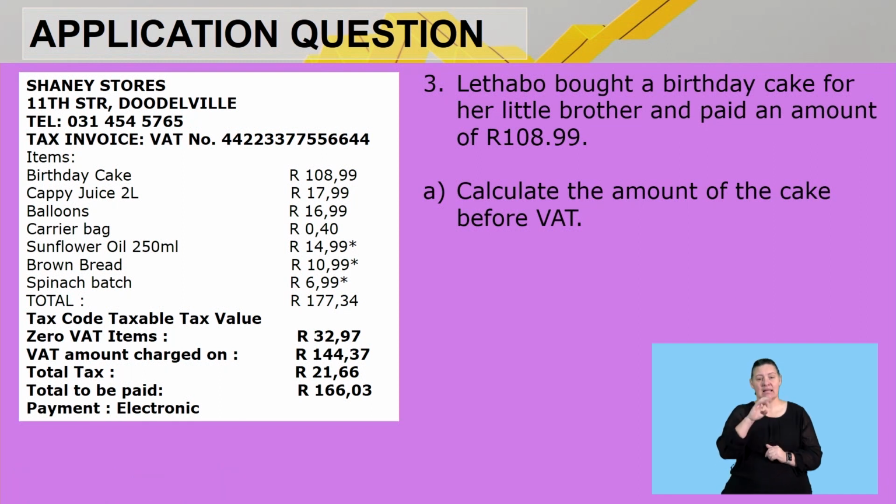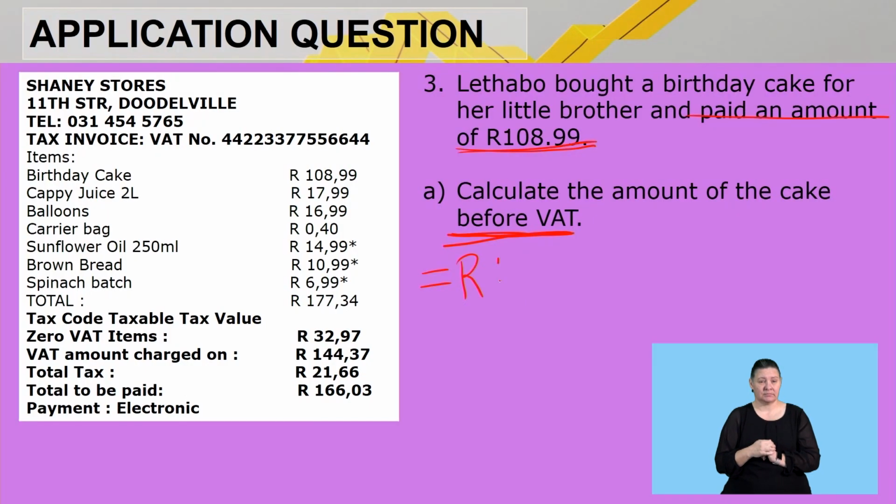Right, number 3. Lithabo bought a birthday cake for her little brother and paid an amount of 108.99. Calculate the amount of the cake before VAT, meaning this is the price that she paid, but there is an amount before VAT, which we call the VAT exclusive amount. So she paid 108.99. We need to find the amount before VAT, so we are going to multiply by 100 over 115.